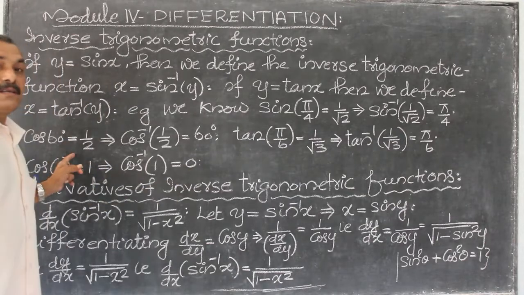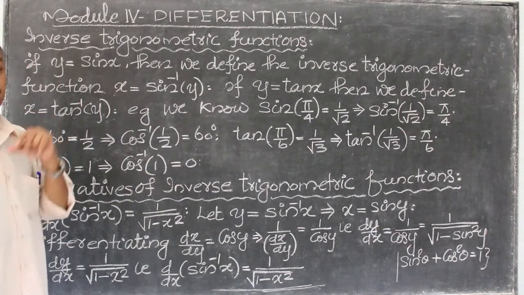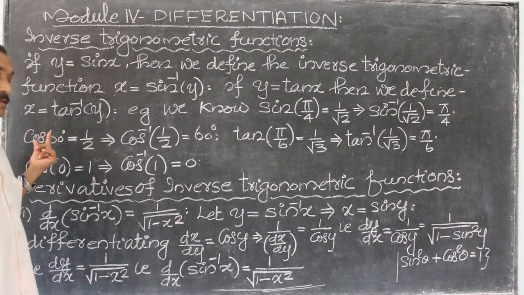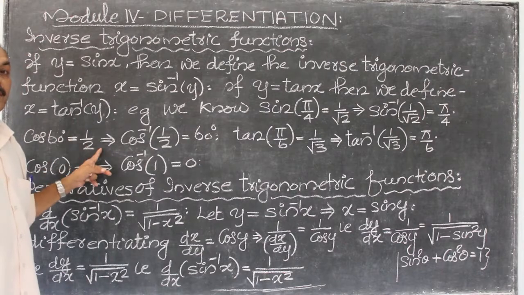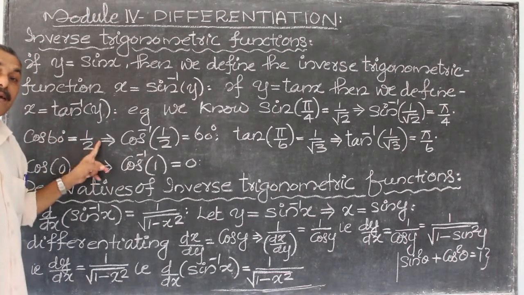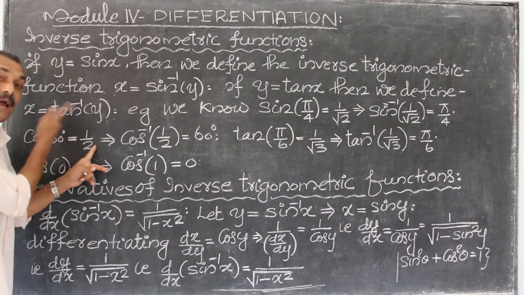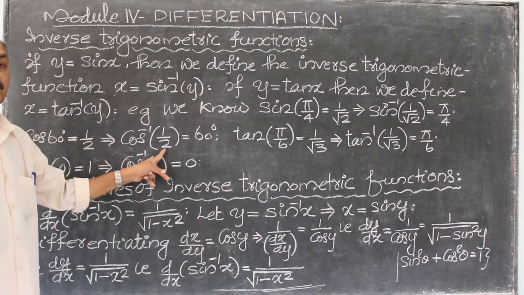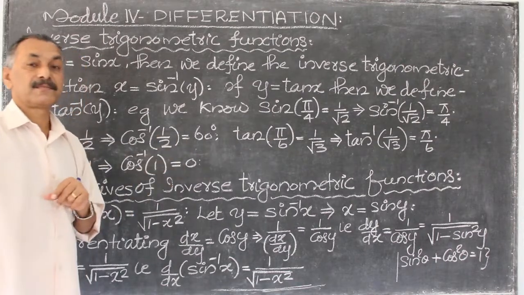Okay. What is cos 60? Cos 60 is equal to 1 by 2. Sin 60 is root 3 by 2, cos 60 is 1 by 2. So cos is the trigonometric function: cos of an angle is equal to 1 by 2. For the value 1 by 2, the angle is 60, so cos inverse of 1 by 2 is 60 degrees.